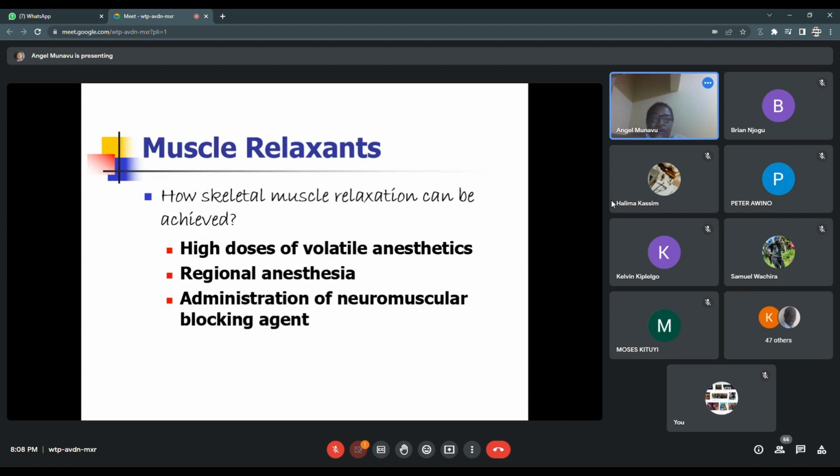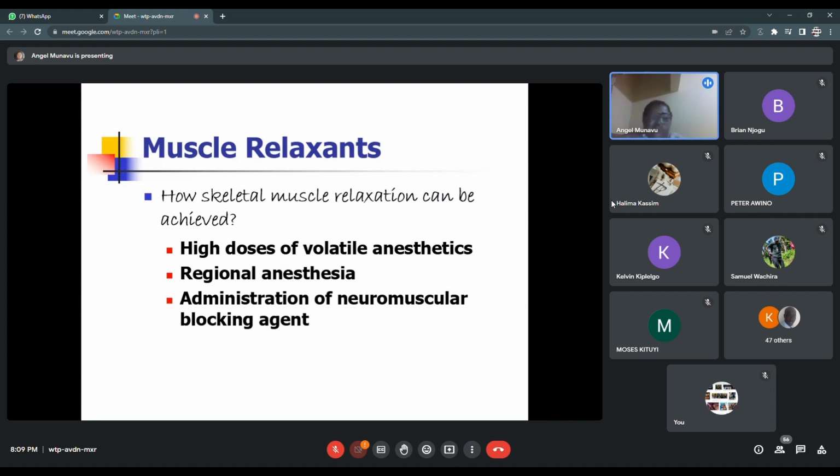So then the other question is, how can you achieve skeletal muscle relaxation? How can you make sure that the muscles are relaxed? If you give high doses of muscle relaxant, of them can cause muscle relaxation.